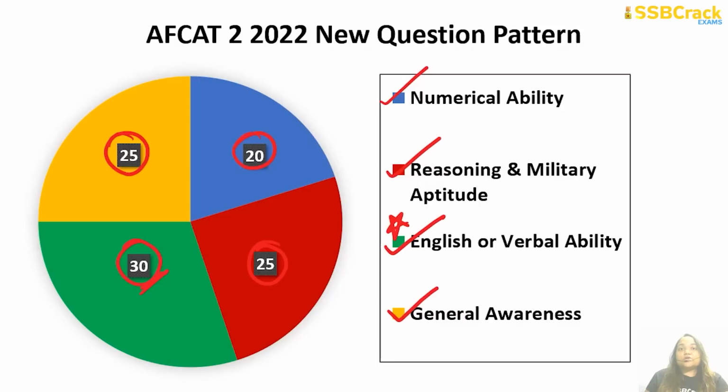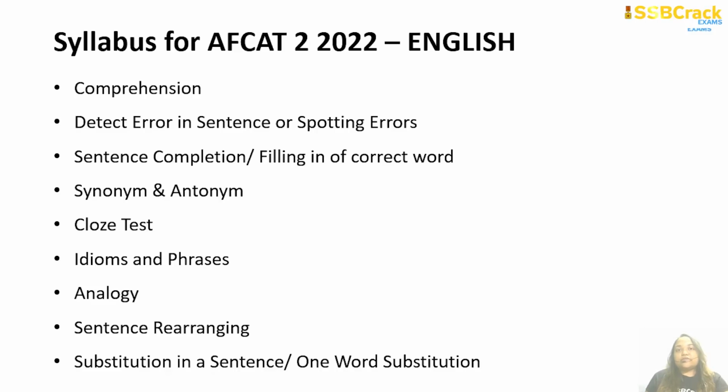We will also look into the pattern of the syllabus that has been changed. So let us look into the new syllabus of the AFCAT 2 2022 exam, starting with the English or the verbal ability section. The topics that are now included in this particular section will be comprehension, detect error in sentence or spotting errors, sentence completion or filling in of correct word, synonym and antonym, cloze test, idioms and phrases, analogy, sentence rearranging, substitution in a sentence or one-word substitution.